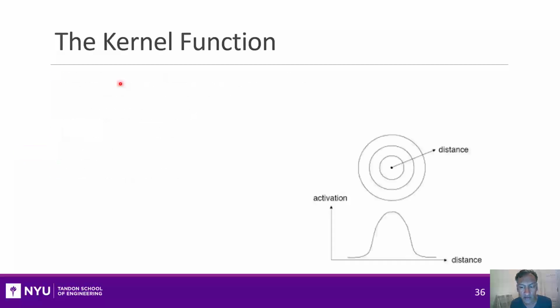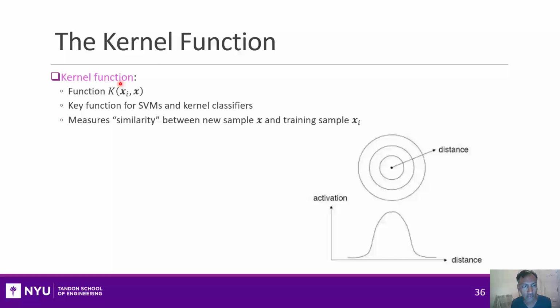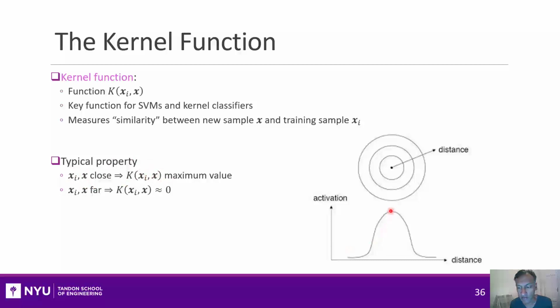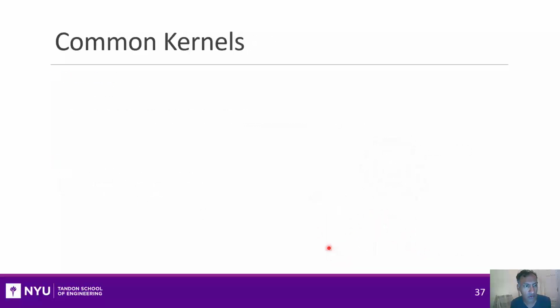To do this, we need to first start talking about what a kernel function is. A kernel function is just a function k, which takes two values, xi and x, and typically they measure the similarity between some new sample and some training sample. What we mean by that is that when the two samples are close, this kernel will typically take a maximum value, like this peak here or here. But when they're further away, that kernel is generally designed to go close to zero. And I'll show you why you want to do this. But before we do this, let's take a look at some common kernels.